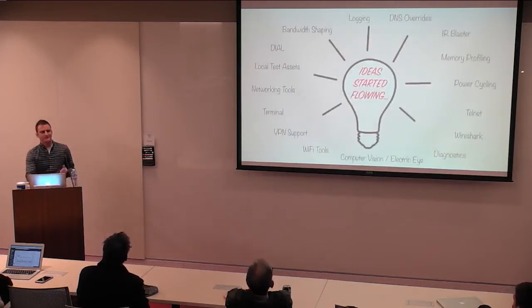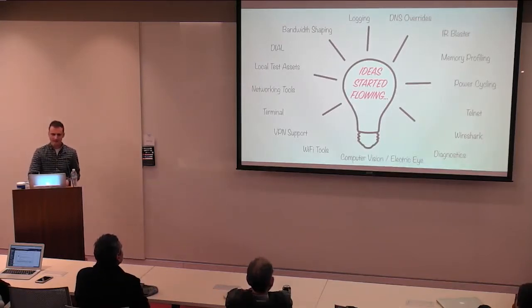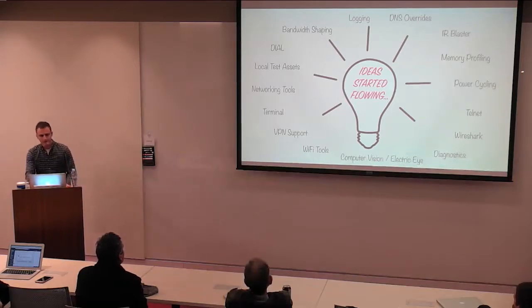The ideas just started flowing in throughout the company. All kinds of different ideas started popping up on how we could use this and how we could take advantage of having this piece of hardware in between the device and the network. So some things like bandwidth shaping, or an IR blaster, like I mentioned, or power cycling a device. Maybe we use an IoT type power outlet, and we can power cycle devices. There's all kinds of different ideas that started popping up.